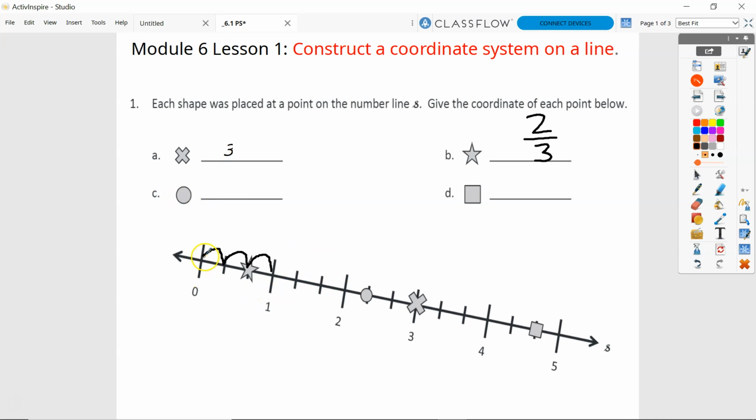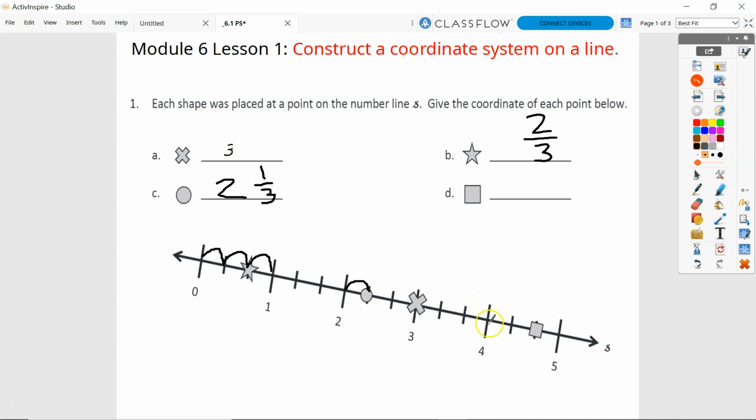Looking at C, which is our circle here. So we see that our circle falls between the whole number 2 and the whole number 3. Well, I know 2 is 1 jump away from our circle. So our circle would be 2 wholes and 1/3.